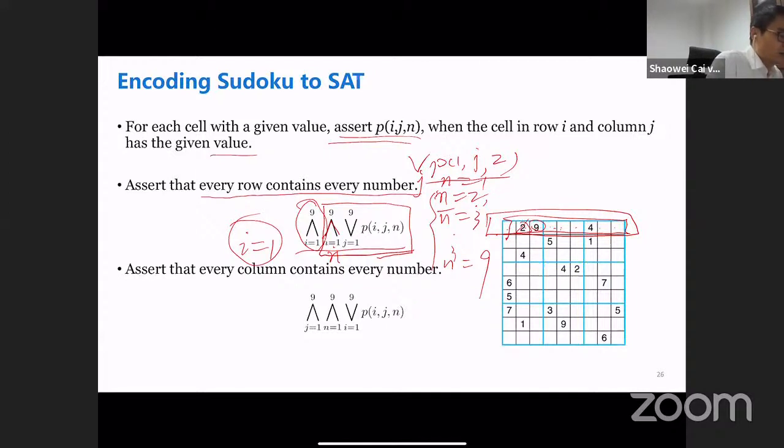And for the second type, it's about the columns. It's very similar, so we do not need to expand it.